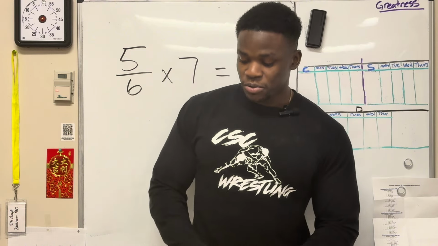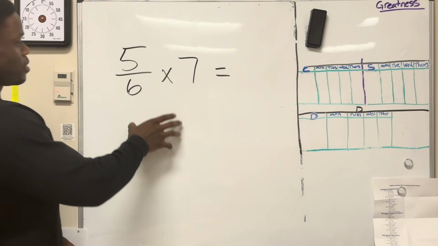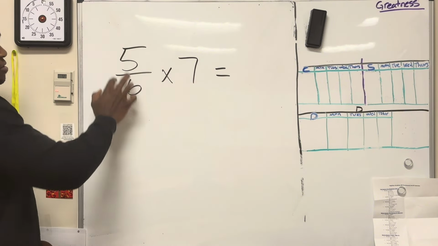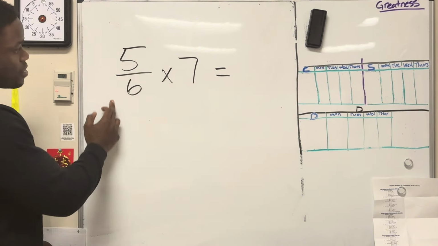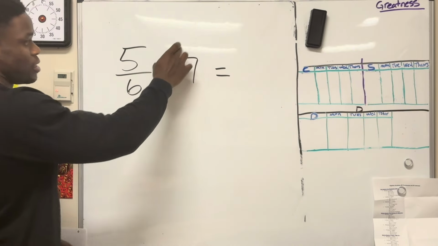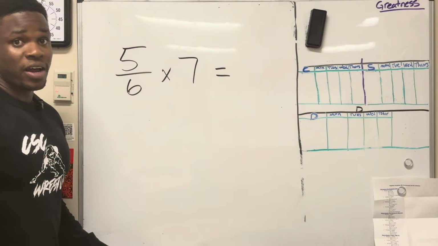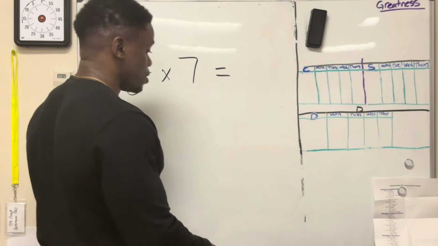So stay tuned. When I have a number and a fraction that looks like this, 5/6, you can say it as 5/6 times 7. 7 is considered the whole number. If a number is just by itself, it's considered a whole number. But I can also make it a fraction if I really wanted to.